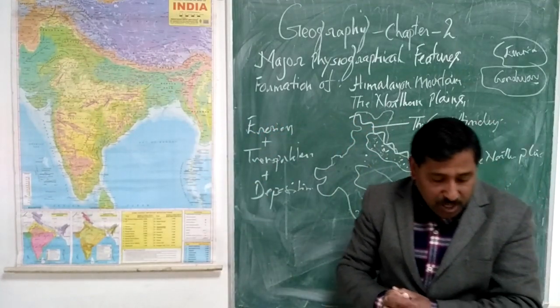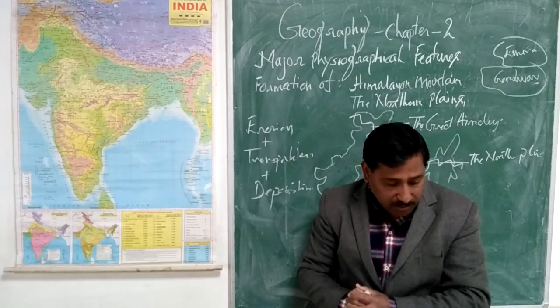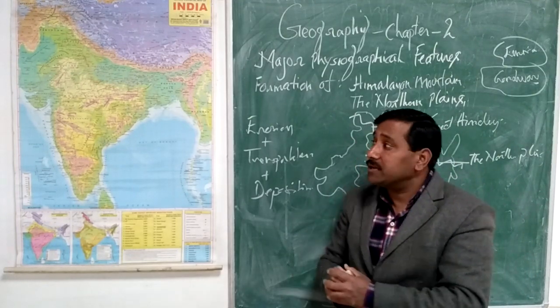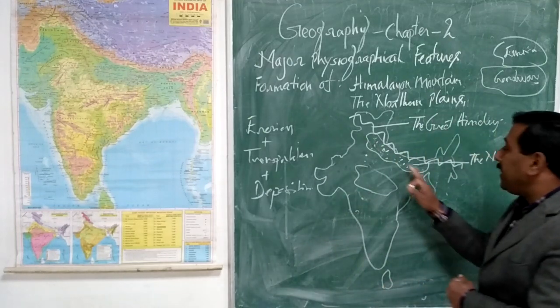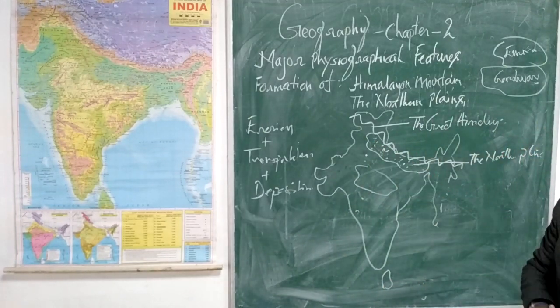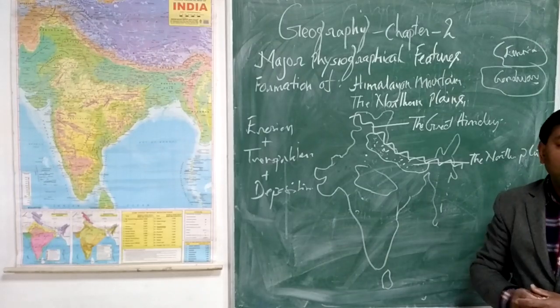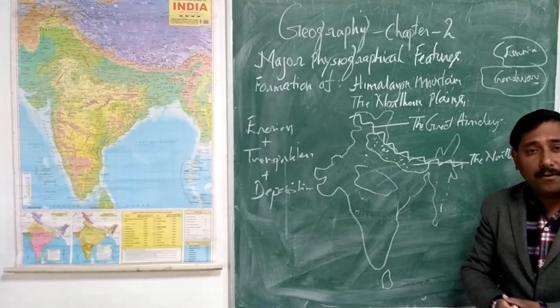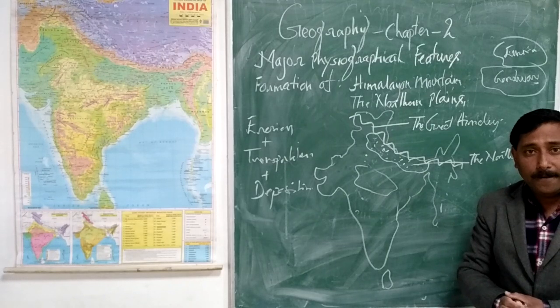The deposition of alluvium in a vast basin at the foothills of the Himalayas took place over millions of years. So this process took place. It is a result of millions of years. It was not done in a day or two. It took millions of years.